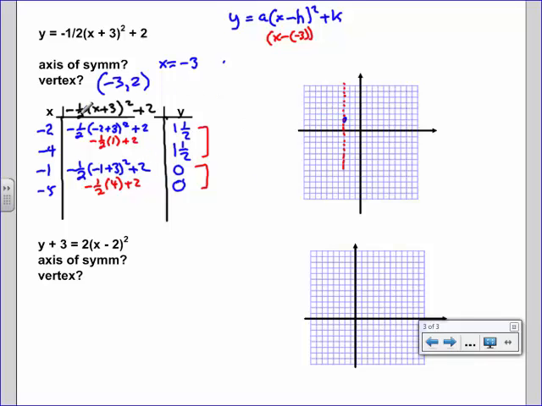Okay, let's plot these points. Negative 2, 1.5, and negative 4, 1.5 right across from it. Negative 1, 0, and negative 5, 0. So there is our parabola. Now you probably noticed some patterns developing from doing past problems. Whenever we have a negative up front, that inverts the graph or turns it upside down, and the 1/2 made it wider.